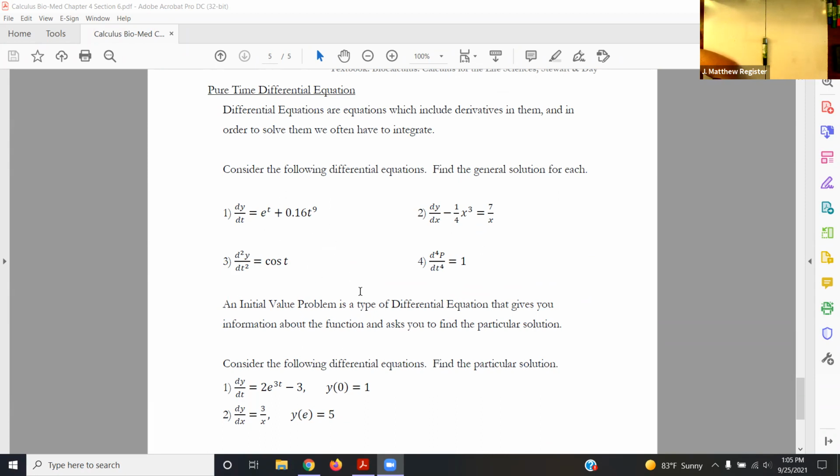I have a few examples here. I don't know that I want to do the fourth derivative one because that one's a little gross. But let's take a look at some of these. And so consider the following differential equations. These are pure time differential equations. And so this one is saying the rate of change of y with respect to t is equal to e to the t plus 0.16 t to the 9th.